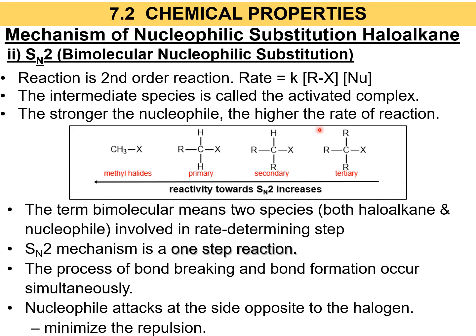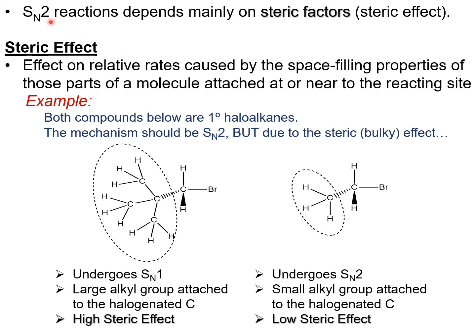Okay. And bila you nak buat nucleophilic attacks tu, you akan attack at the opposite of the halogen to minimize the repulsion. Okay guys, next, SN2 reactions depends mainly on steric factors. Steric factors tu maksudnya dia berkait rapat dengan bulky effect. Bulky ni something yang besar kan?